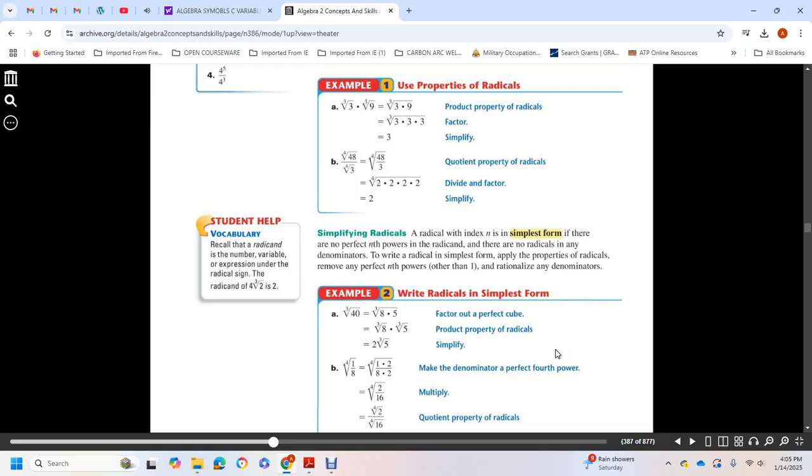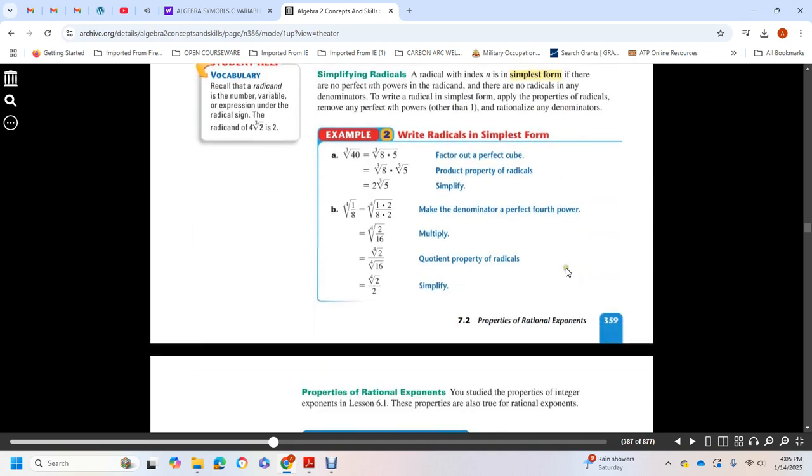To write a radical in simplest form, apply the properties of the radical, removing any perfect nth powers and rationalizing any denominators.